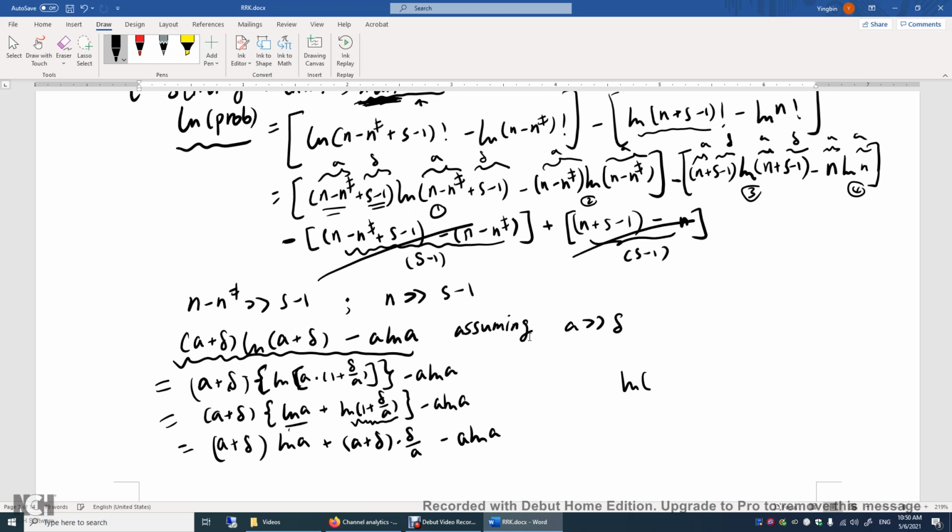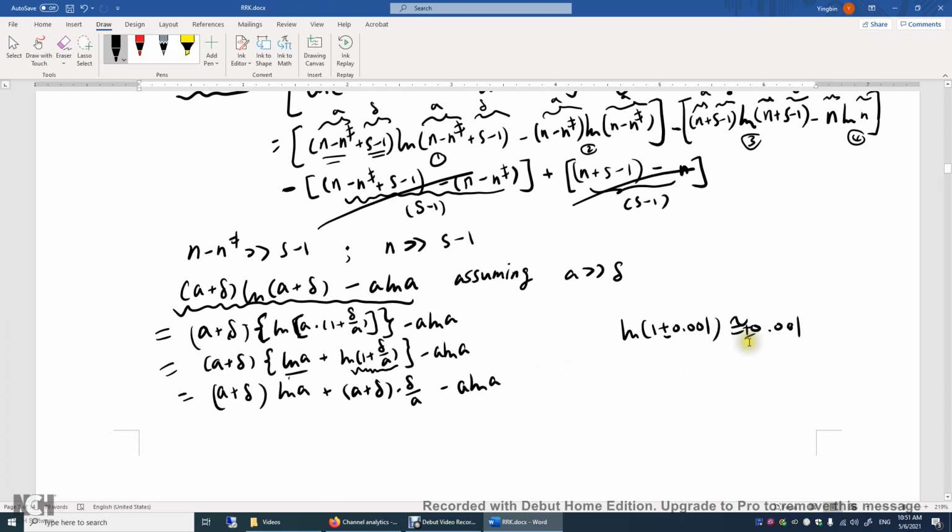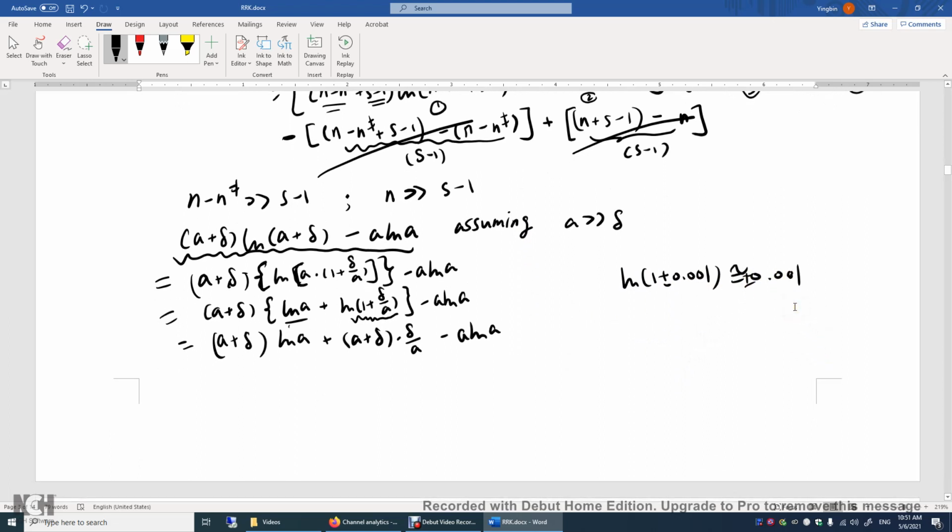So again, if you are curious, I want to tell you this. And then you can put a negative sign here. It's going to be fairly accurate, right? The logarithm of 1 plus or minus a very small number is going to be plus or minus that very small number. So that's what I did here. And we need to delete this guy because they cancel, and then we get delta times ln A.